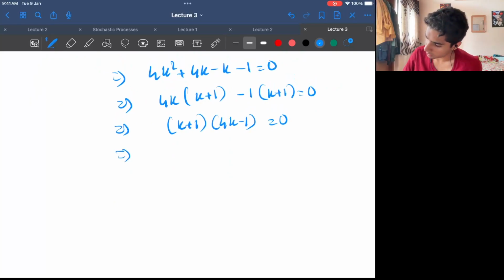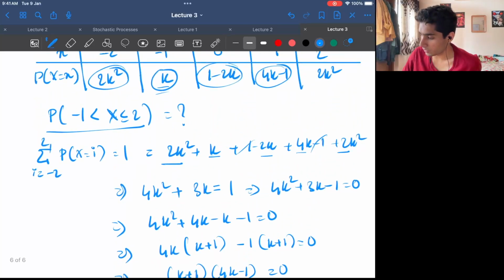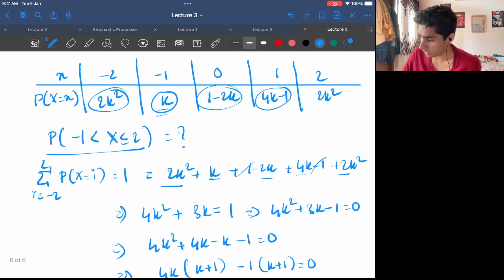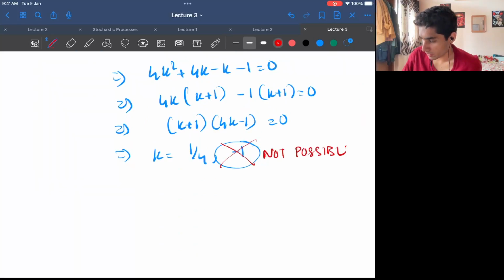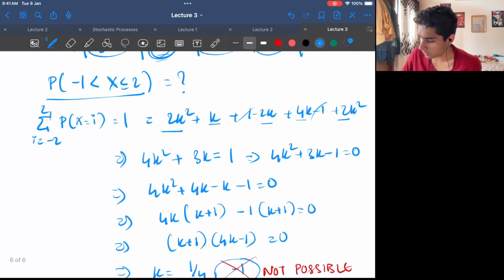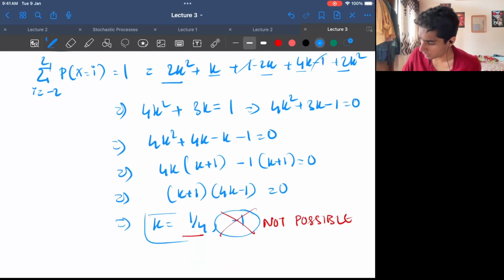This implies k plus 1 into 4k minus 1 is equal to 0. Right? So what is k? It can either be equal to 1 by 4 or minus 1. However, if k is minus 1, then this probability will become negative, right? Which is not possible because probabilities are always greater than 0. So this is not possible, and hence k should be equal to 1 by 4.